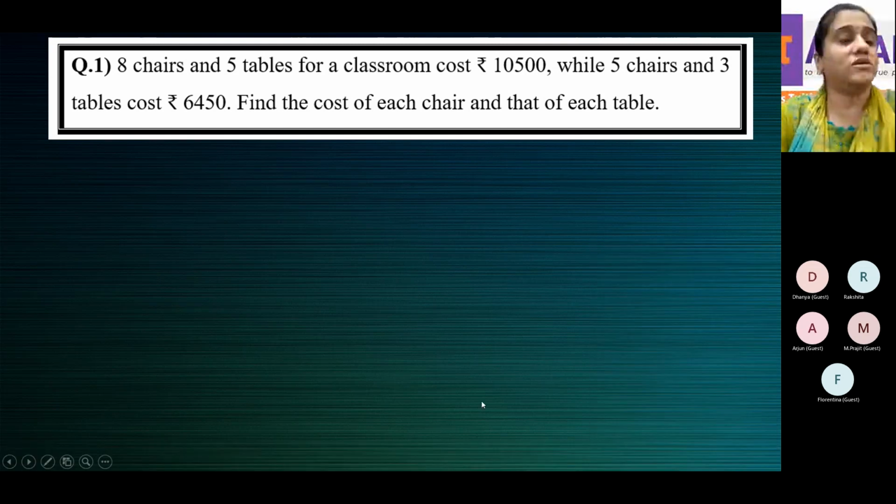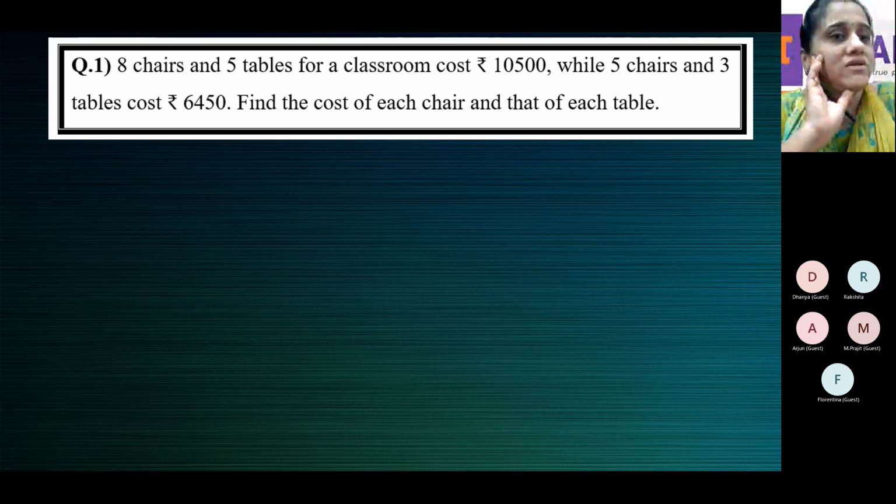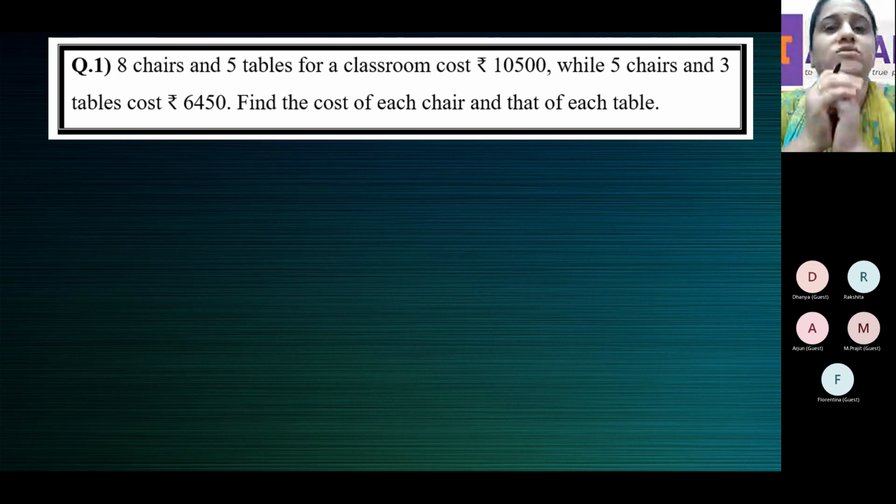Yeah, so these are word problems from the chapter linear equations in two variables. See the first one: 8 chairs and 5 tables for a classroom cost rupees 10,500, while 5 chairs and 3 tables cost rupees 6,450. Find the cost of each chair and that of each table.